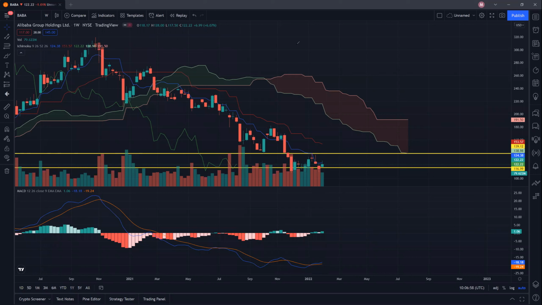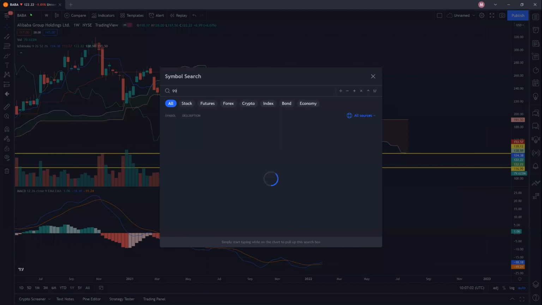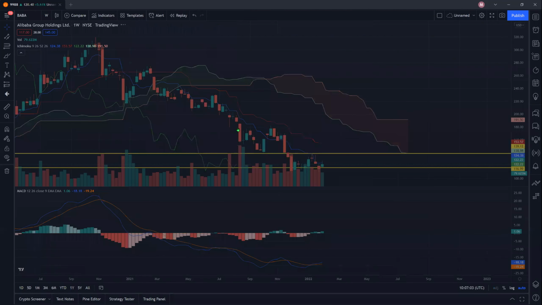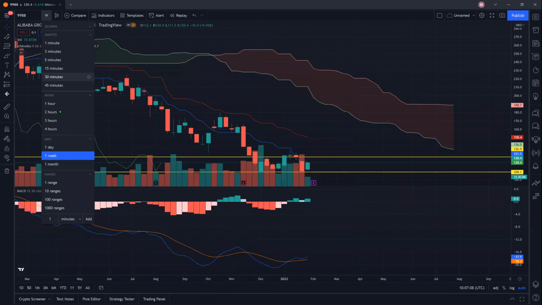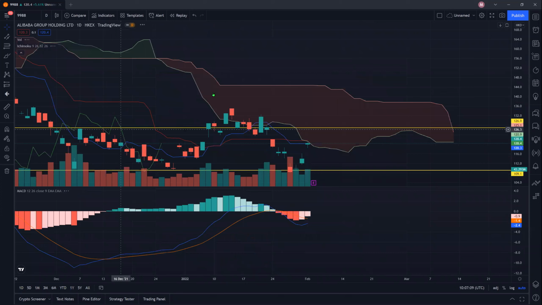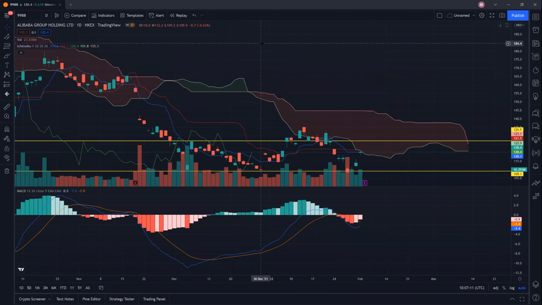So let's take a look at 9988, the one listed in Hong Kong. If you look at 9988, the movement is also the same. Let's take a look at the daily charts for a better and clearer understanding. Because of the Chinese New Year holiday last week, 9988 actually had to catch up with Alibaba, the one listed in New York.